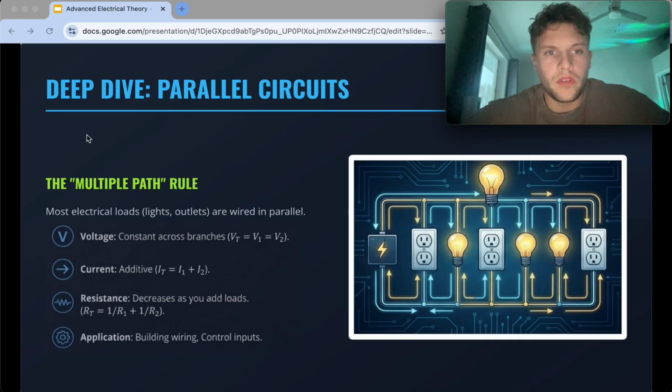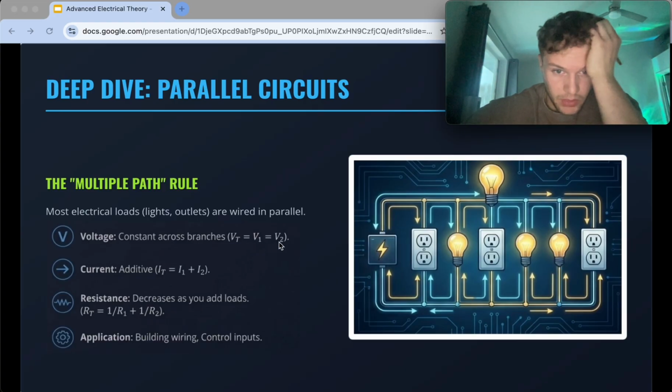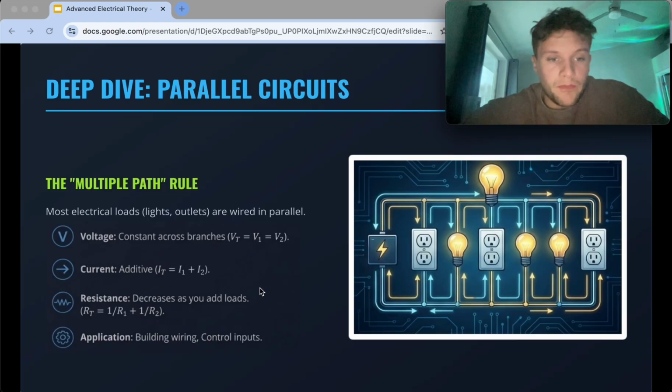Once we go through series circuits, we can move into parallel circuits, which is more what we use in our industry. So we're going to be looking at some of the multiple path rules, right? Most electrical loads like lights and outlets, everything in our industry, are mostly wired in parallel. The voltage is going to be constant across all branches, right? If you measure at any outlet, those are all wired in parallel. If you measure anywhere in the circuit, you're going to get 120 volts typically, right? So the total voltage is equal to voltage 1, which is equal to voltage 2. It's the same everywhere.